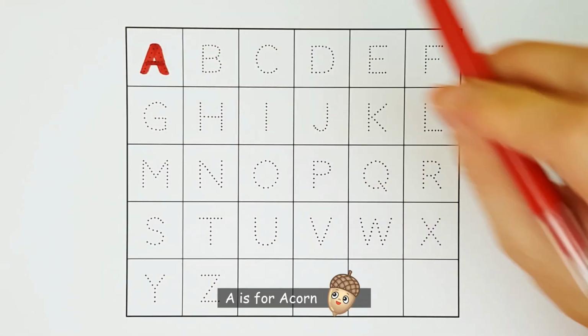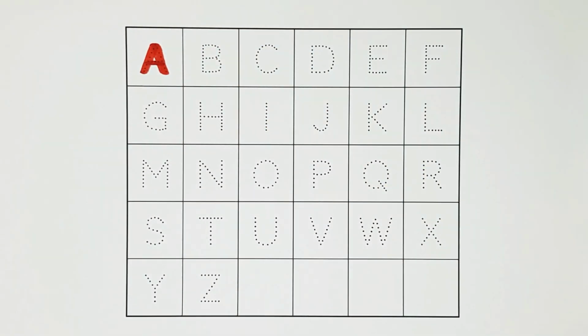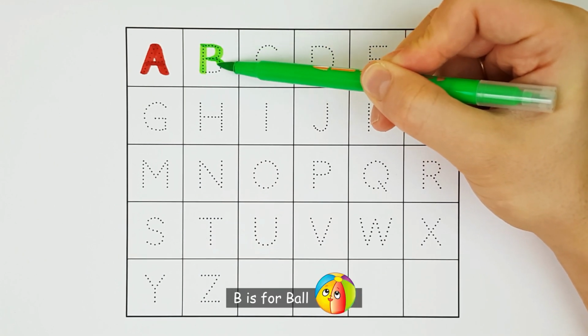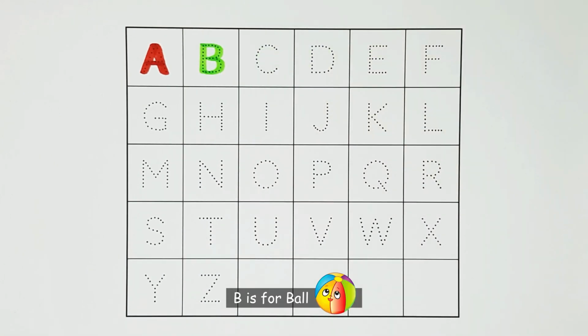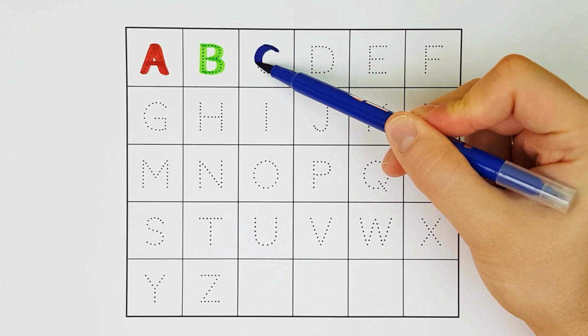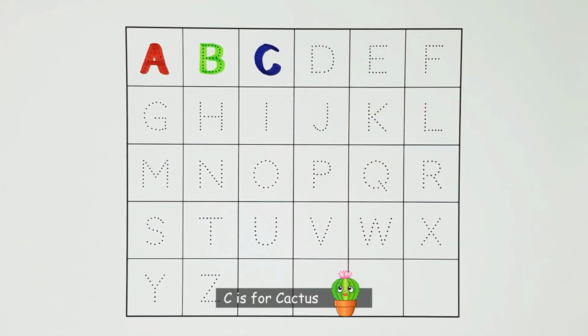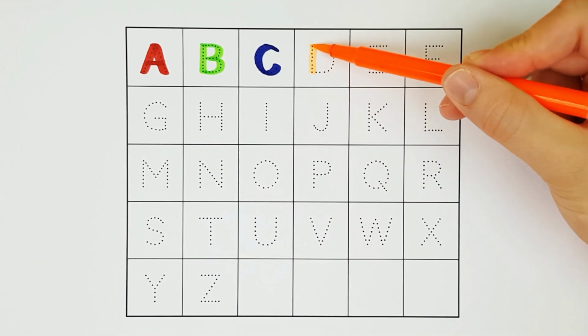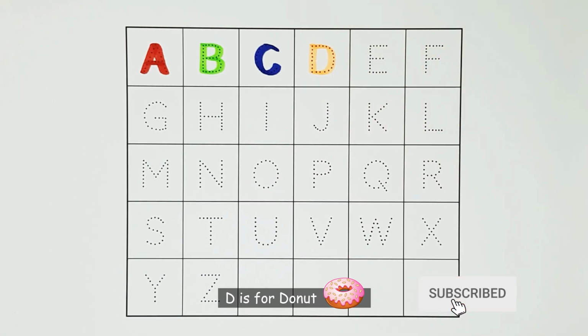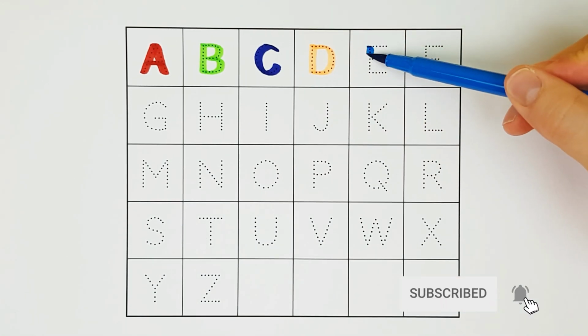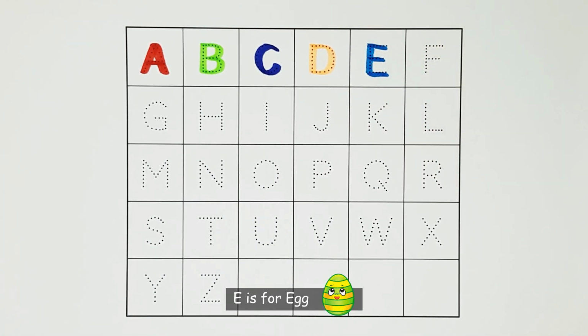A is for acorn. B is for ball. C is for cactus. D is for donut. E is for egg.